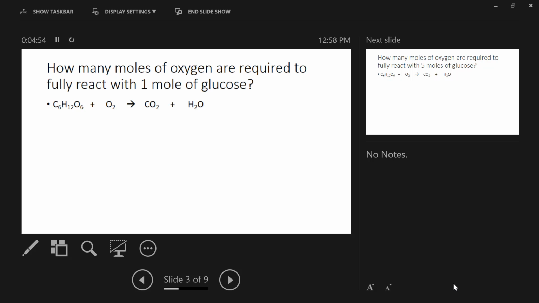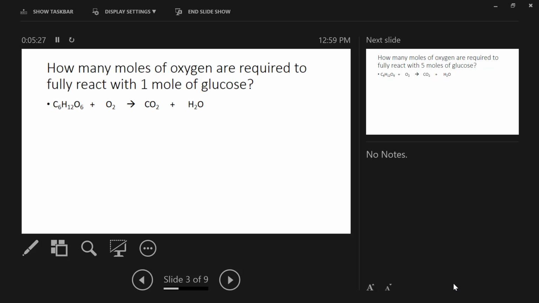First problem. How many moles of oxygen are required to fully react with 1 mole of glucose? Now this is an equation that we have balanced before. C6H12O6 plus oxygen produces carbon dioxide and water.